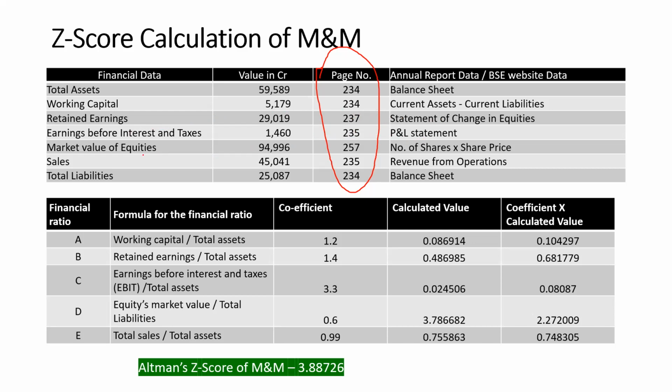Then for the market value of equity, you have to use this formula: number of shares times share price. The number of shares is available on page 57. Share price, I will show you how you can get it from the BSE website. Then sales is nothing but revenue from operations, which is available on page number 235. Then the total liabilities are available in the balance sheet again, page number 234. Now we will go to the Mahindra and Mahindra balance sheet and see these values.